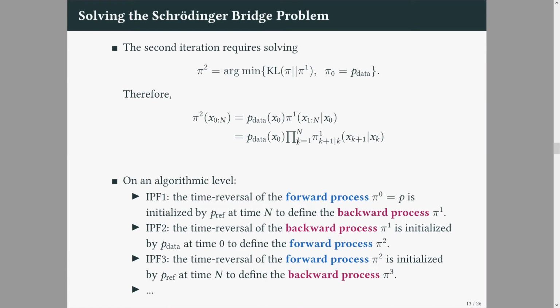Okay, so pi0 was a forward process, it was P. Pi1 is a backward process that you initialize at p_ref, and you obtain the transition kernel by reversing the forward process. Pi2 is a forward process that you initialize at the distribution of data, whose forward transition kernels are obtained by reversing the time of the backward kernel of pi1, and so on and so forth. Essentially you alternate these forward and backward processes. Each time, you modify the initialization and you reverse the dynamic.